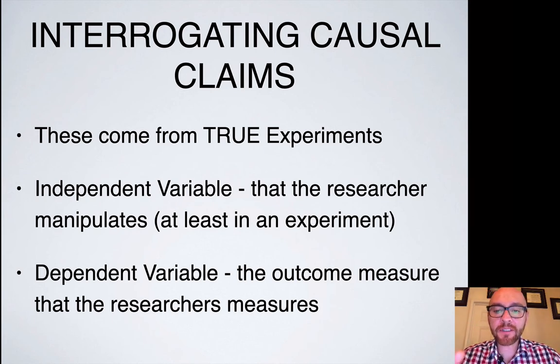So to have a manipulated variable, the researcher should have the ability and should have assigned participants to the different levels of at least one IV. And again, it should be the IV, so keep that in mind.